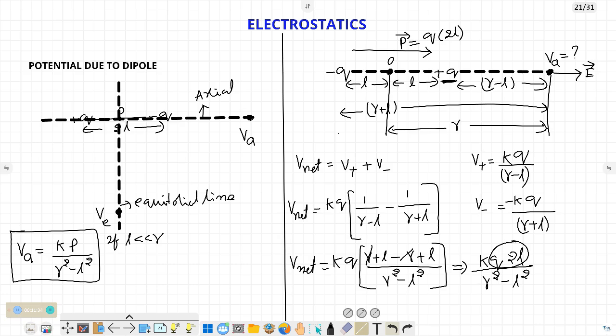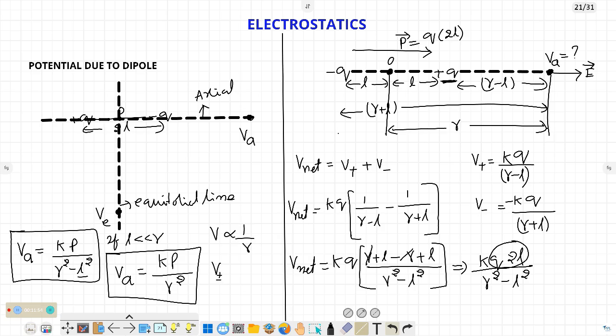If we neglect the length of the dipole, what does the equation become? The axial potential is equal to K into P by, since L becomes 0, R square here. Potential at a point is inversely proportional to distance due to a single charge, but potential due to a dipole is inversely proportional to the square of the distance here.